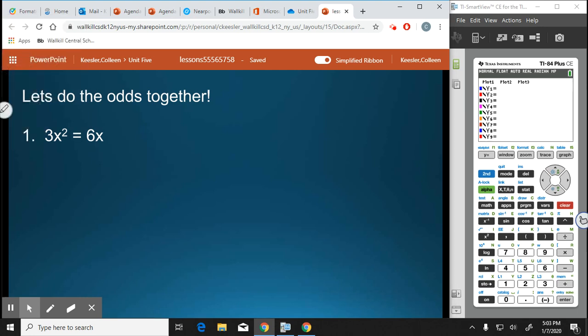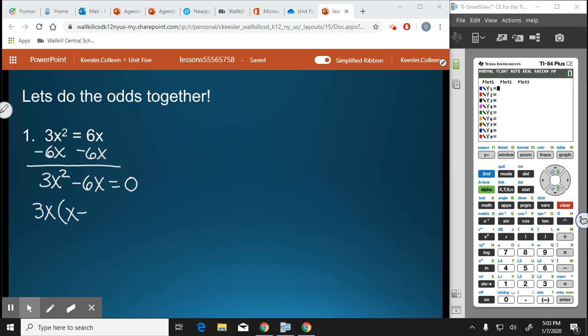All right, so we're going to subtract 6x from both sides, set it equal to 0. We get 3x squared minus 6x equals 0. 3x squared and 6x have a common factor of 3x, so we can factor that out. That leaves me with x minus 2 equals 0. Then I have two sets of things that I can set equal to 0 to solve. So we have 3x equals 0 or x minus 2 equals 0.